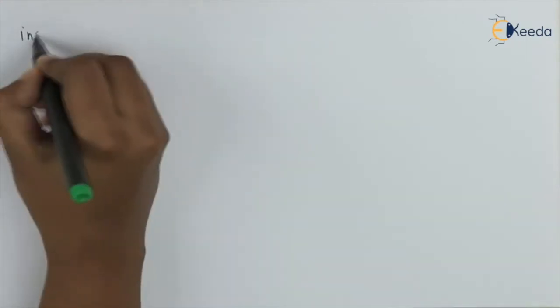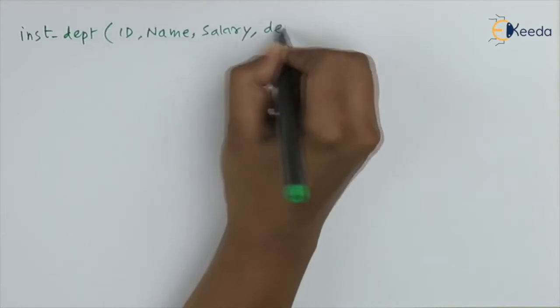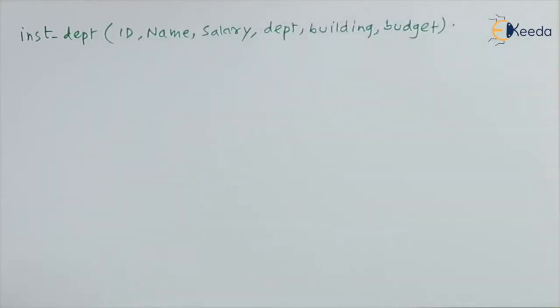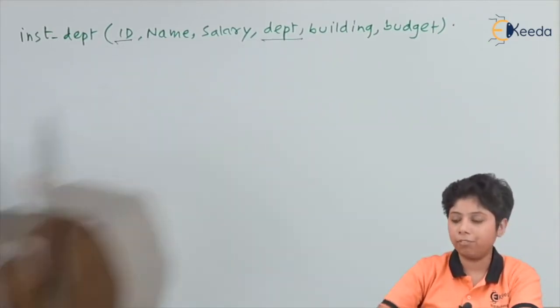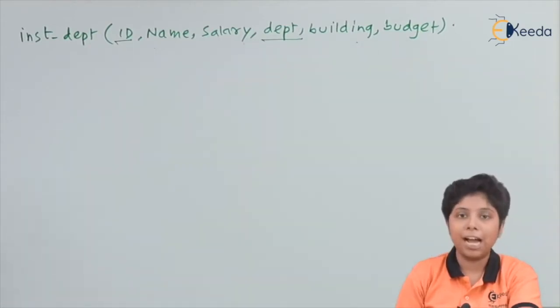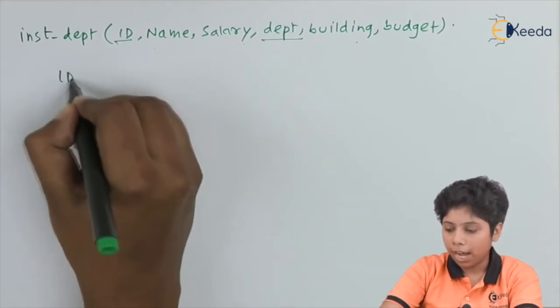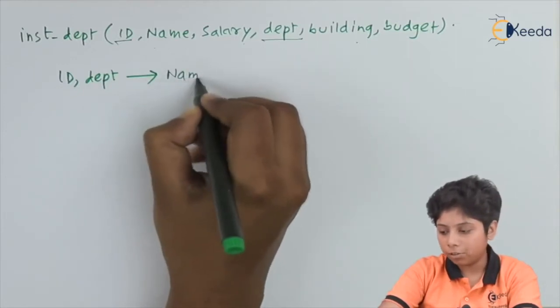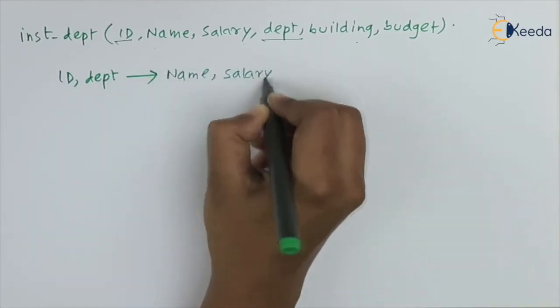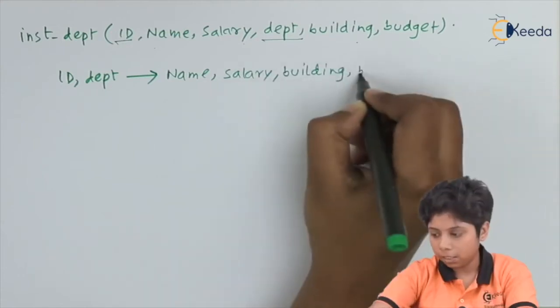Now consider a relation instance on instructor and department like this. We can say that the combination of ID and department can uniquely identify the name, salary, building and budget. I am not taking the redundant information into account because I am considering only the functional dependencies here. So the ID and department combination can uniquely identify the other attributes: name, salary, building and budget.